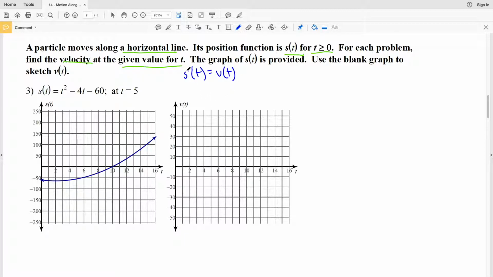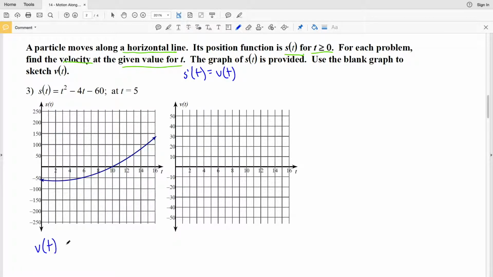But then once we find that velocity, we're going to plug in our given value of t. So we'll go through the same steps. We'll find the derivative, graph that, but then we're going to plug in 5, in the case of number 3, for our t value within our derivative to find the velocity at that given value of t. So let's first find the derivative.